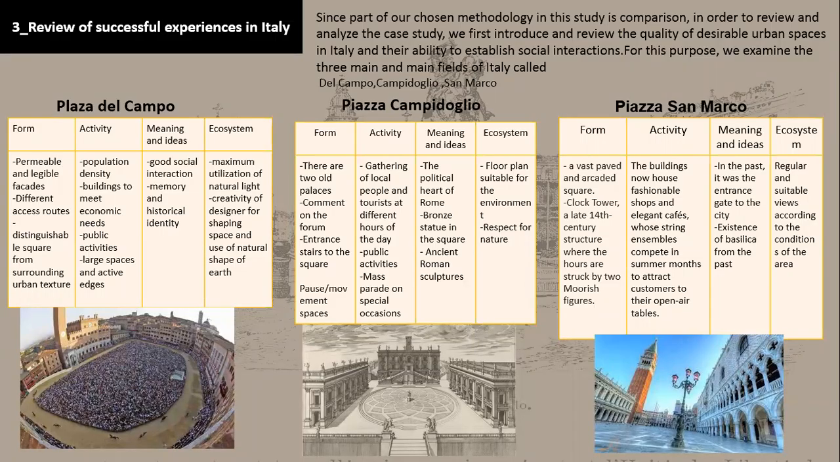Okay. As we chose observation and comparison as our methodology in order to review and analyze the case study, first we introduce the desirable quality of urban space in three famous piazzas and their ability to establish social interaction. In this part, we focus on the main elements like form, activity, ideas, and ecosystem of Piazza del Campo, Piazza Campidoglio, and Piazza San Marco. Next slide.